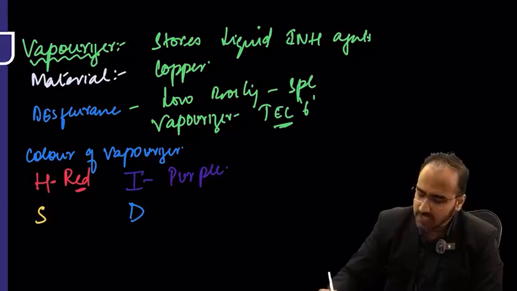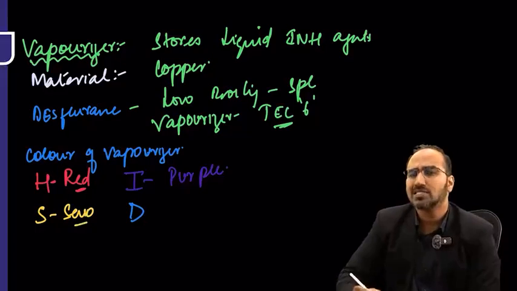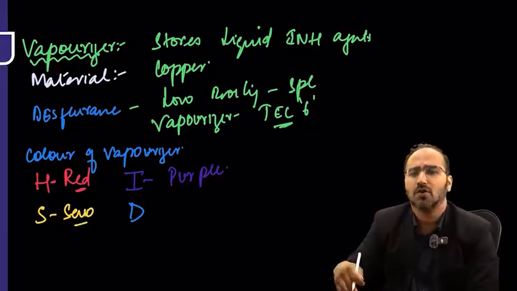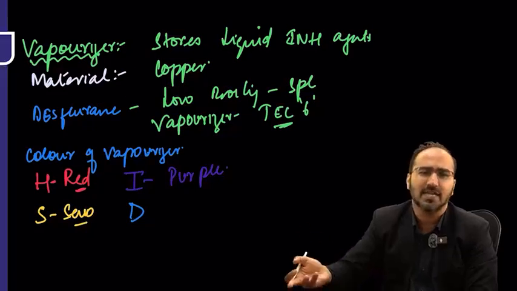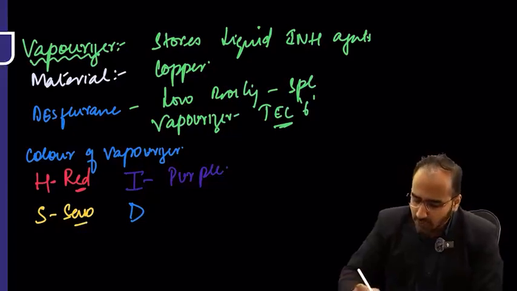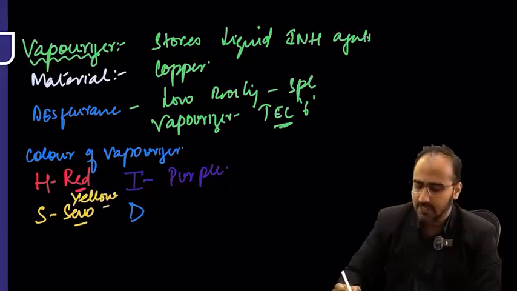Purple color. Sevoflurane, what is the color of the sevoflurane vaporizer? Sevo is sweet. Sevia is also sweet. I used to remember Sevo as Sevia. The color of Sevia is what? Yellow in color. So sevoflurane, what's the color, guys? It is yellow in color.